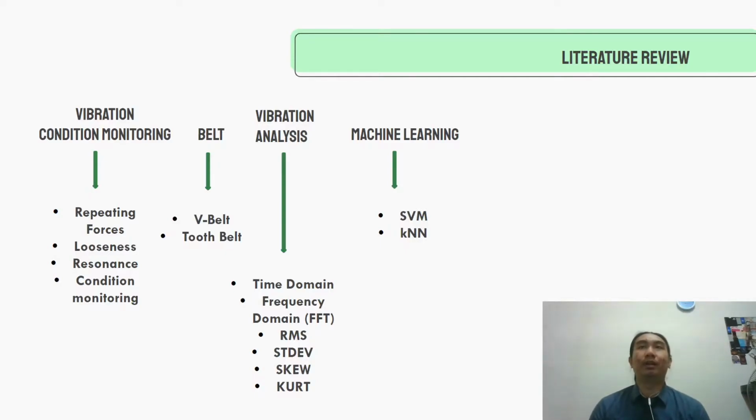We move on to the belt. There are 2 belts: a V belt, the normal belt, which has a V-shaped profile, and then the tooth belt. Then we move on to vibration analysis. The vibration analysis that we're using is time domain, frequency domain, which is FFT, RMS, standard deviation, skewness, and kurtosis.